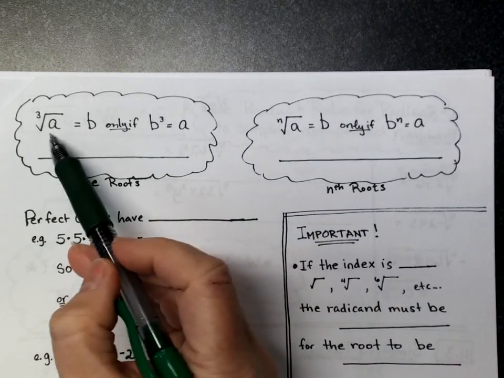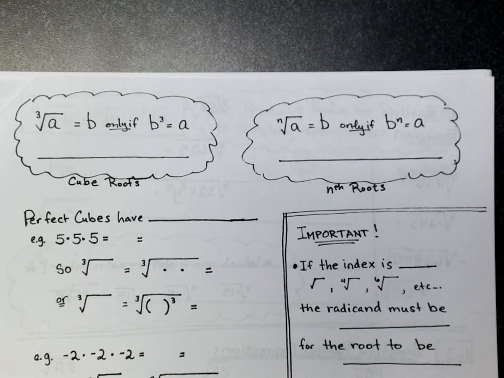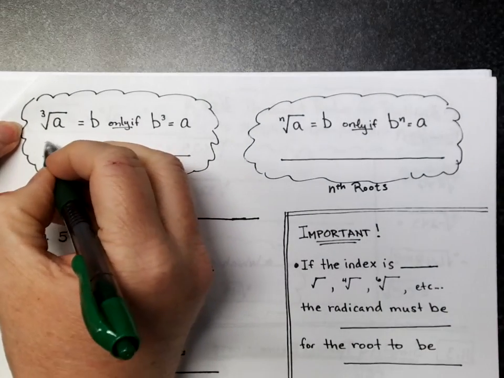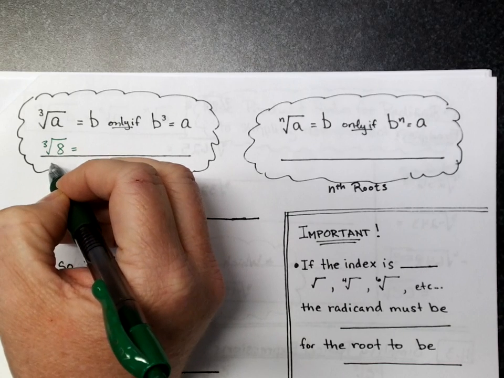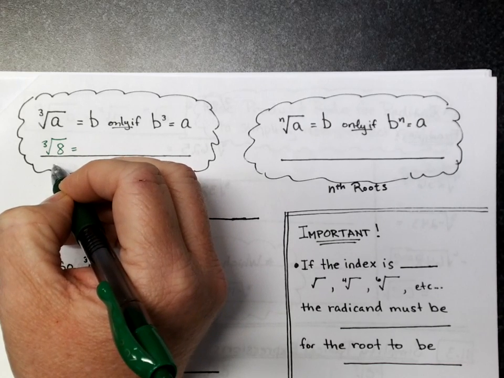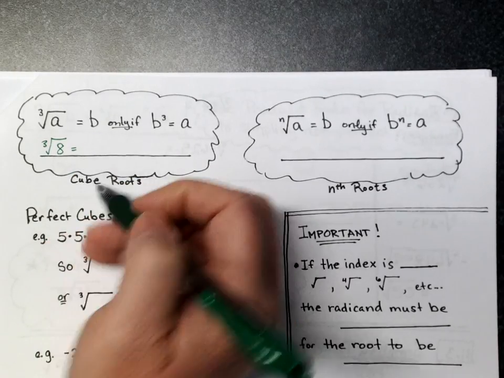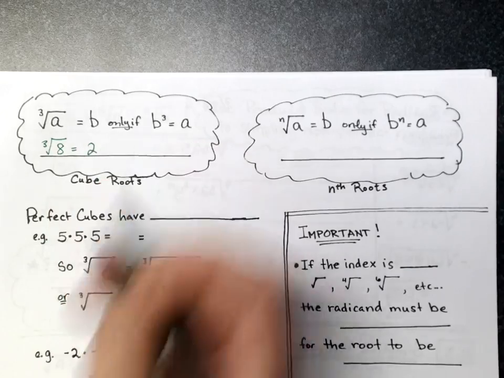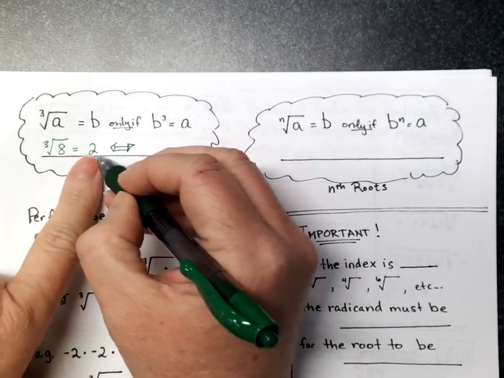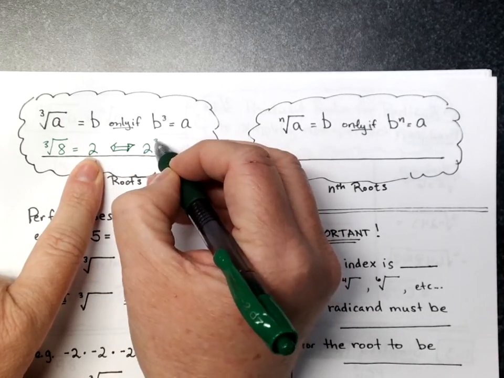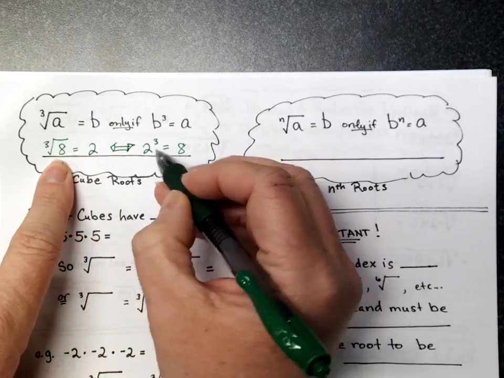It's all algebraic. The cube root of A is equal to B if and only if B cubed is equal to A. Put it in terms of numbers. For example, the cube root of 8. Just like a square root means twin factors, a cube root means triplet factors. So what times itself times itself equals 8? 2. This is only true if B cubed is equal to A, our radicand, 8. And that is true. 2 times 2 times 2 is 8.